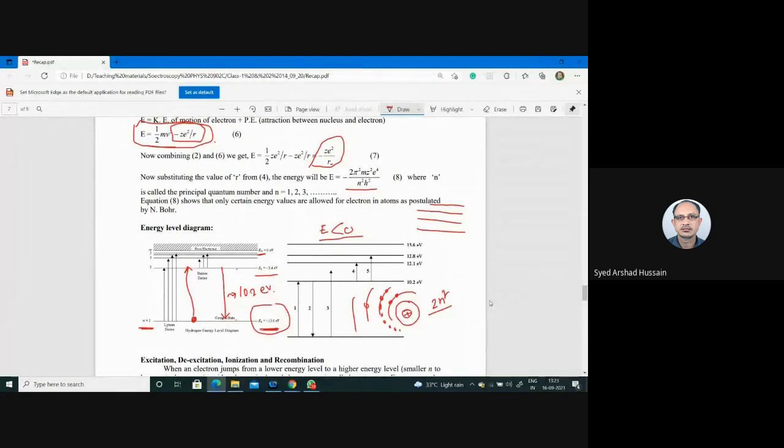It's possible, but if you supply energy such that 0 minus of minus 13.6 is equal to plus 13.6, then your electron will go out of the atom. That means this is ionized.